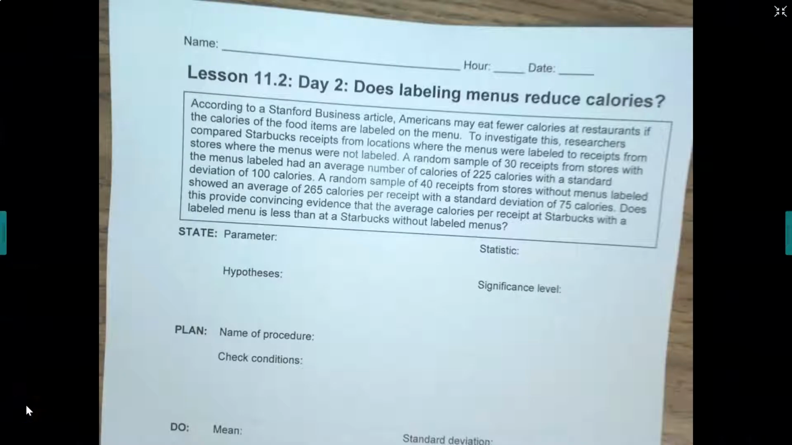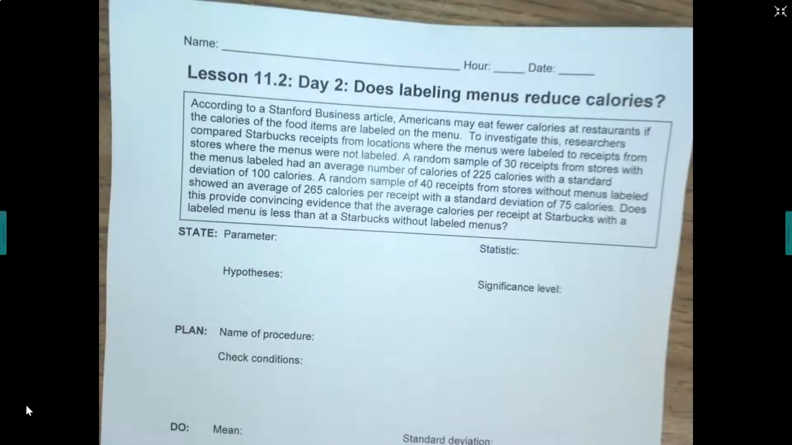Welcome to this video about tests about a difference in means. By the end of this video, you should be able to state appropriate hypotheses for a significance test about the difference between two means, and you should be able to determine whether the conditions are met for performing a test about the difference between two means. So remember, with the difference between two means, we're talking about two independent random samples.